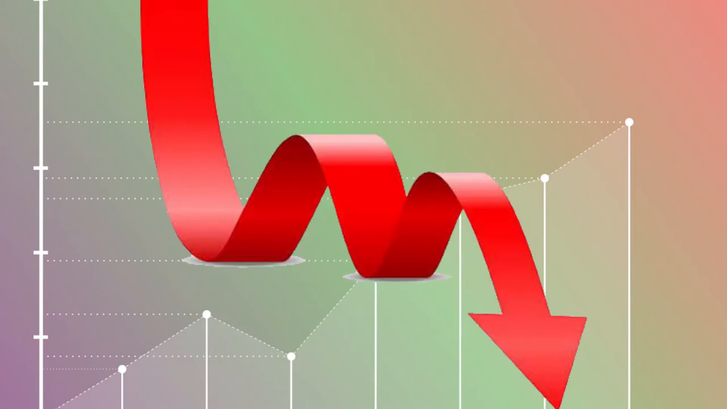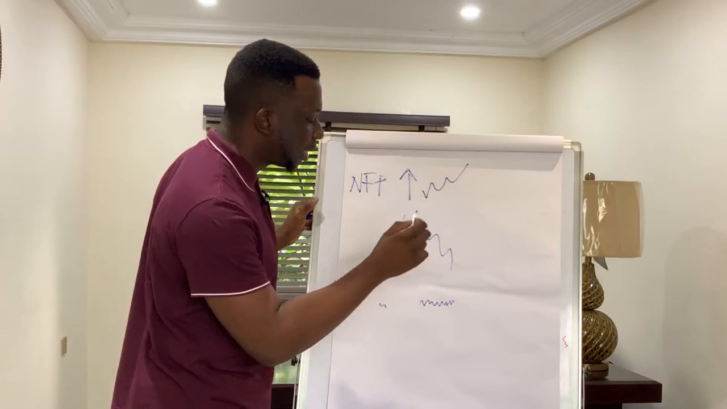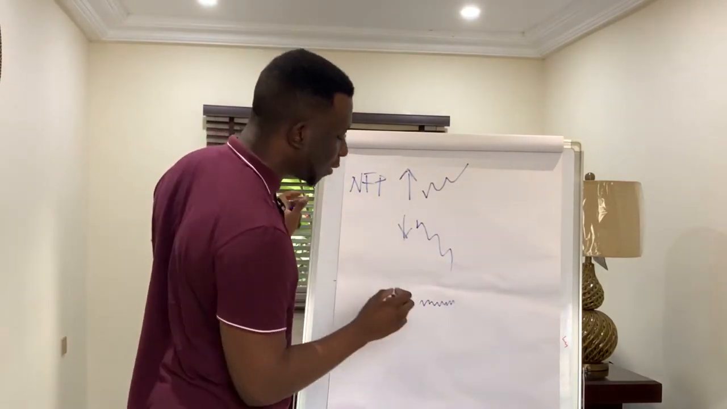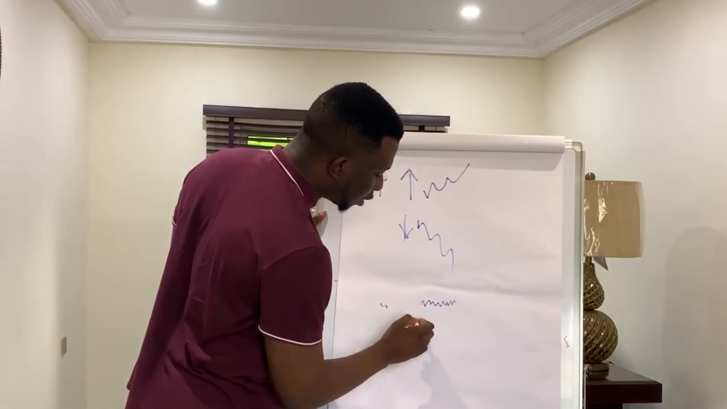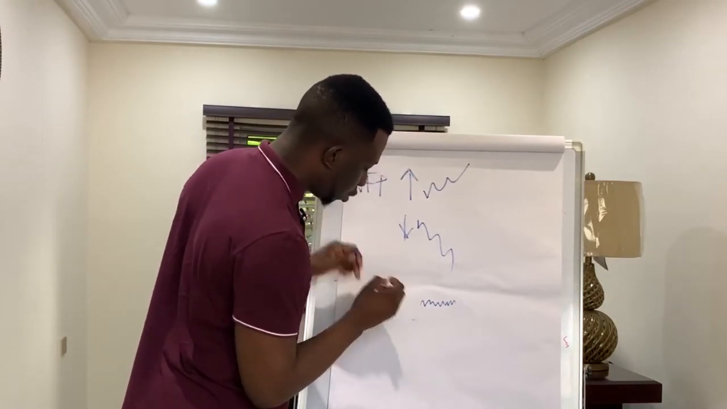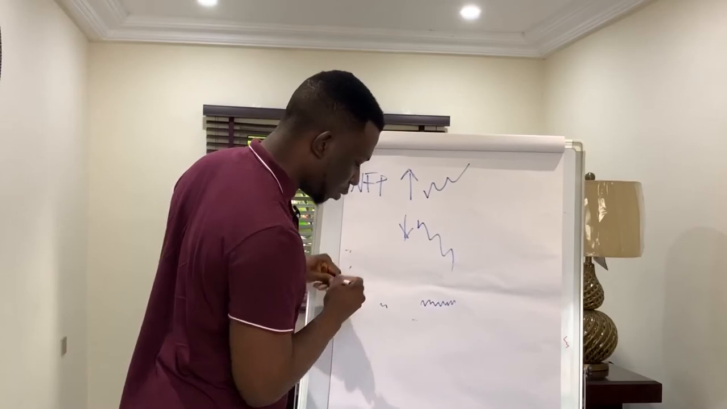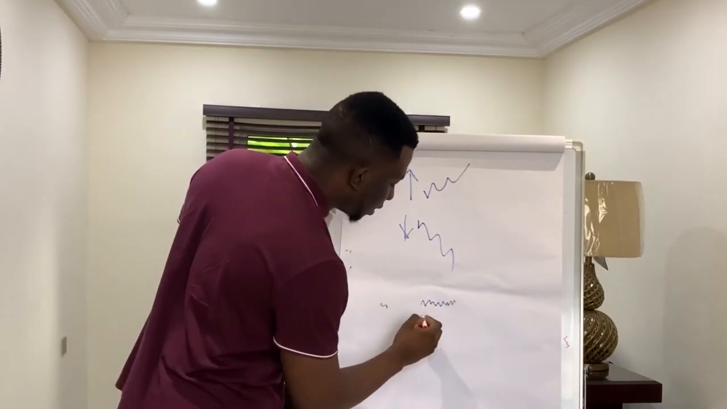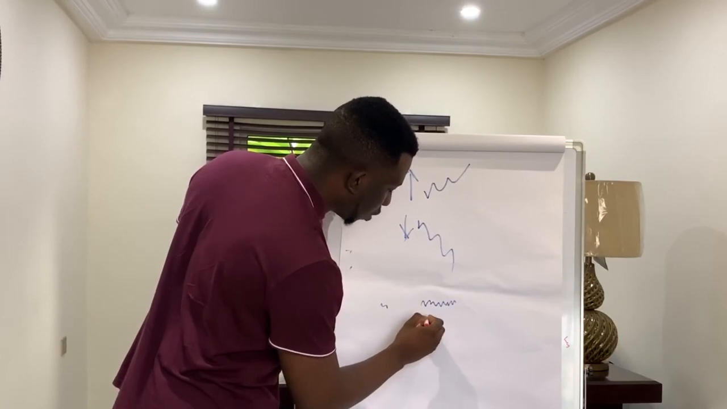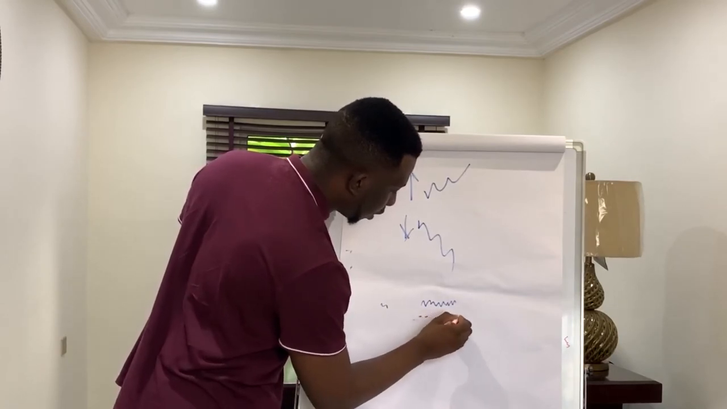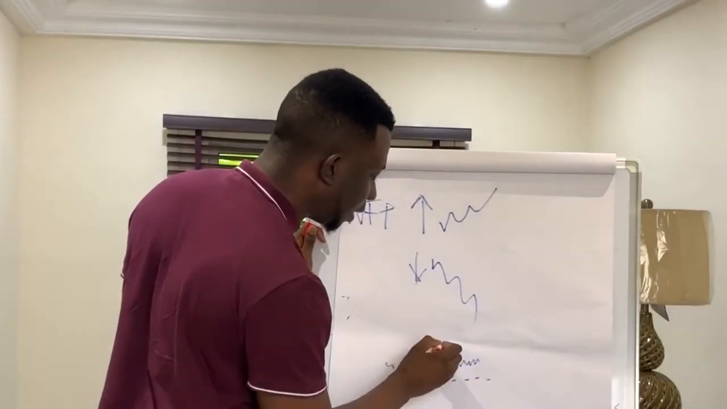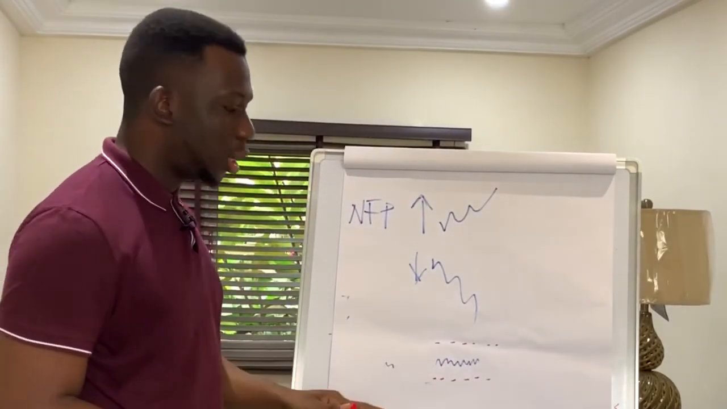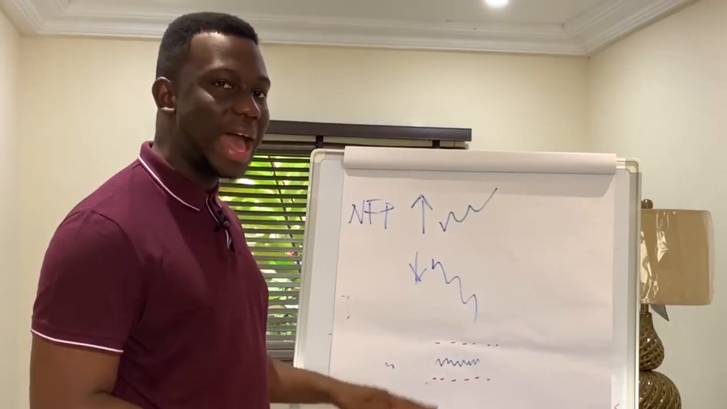So I did a very clever thing, or at the time I thought it was really clever. I said to myself, let me go ahead and set some orders. So I was going to set a sell order somewhere about here, and a buy order somewhere around here. Now, the essence of this was basically to catch the market either way it goes.